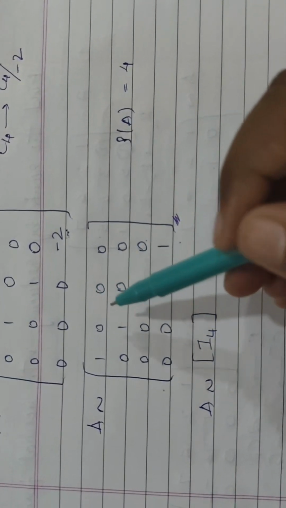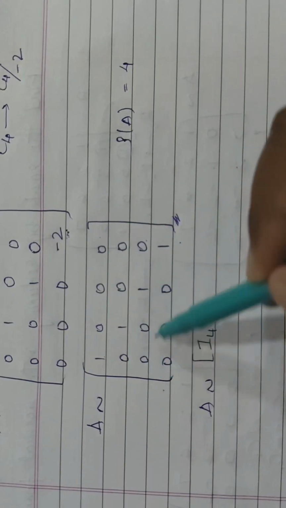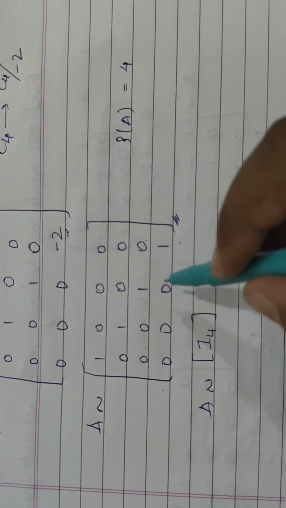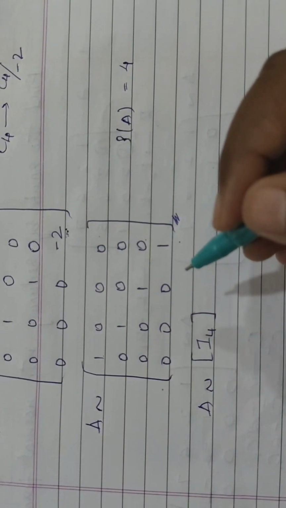This is the normal form of the given matrix, and since we are having 4 non-zero rows, the rank of A is 4. We can write it till here, or we can also write this as I4. Since we are having an identity matrix of order 4 cross 4, I can write this as I4. So this is all about the normal form.